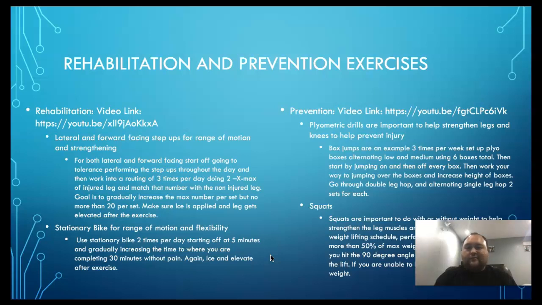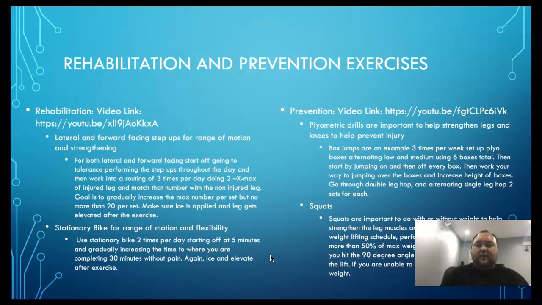You want to work it into a routine of about 3 times per day and 2 sets of whatever your max is on the injured leg. And then for your non-injured leg, you want to match the number that you did for your injured leg. Just make sure you're not going more than 20 per set. And again, make sure you ice and elevate when you're done with your exercises.